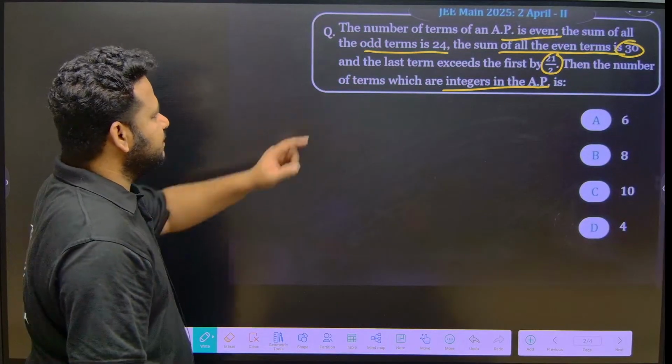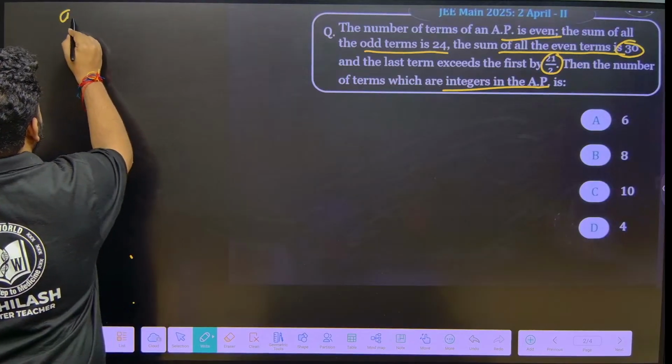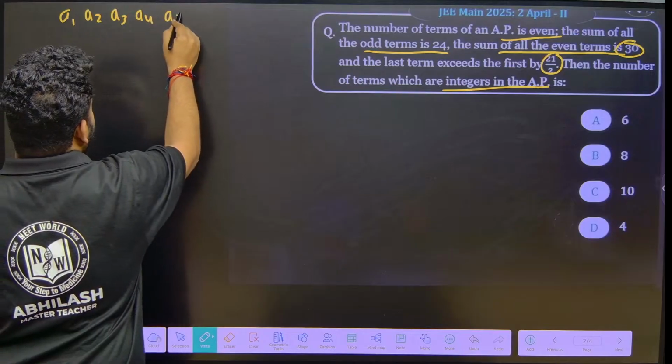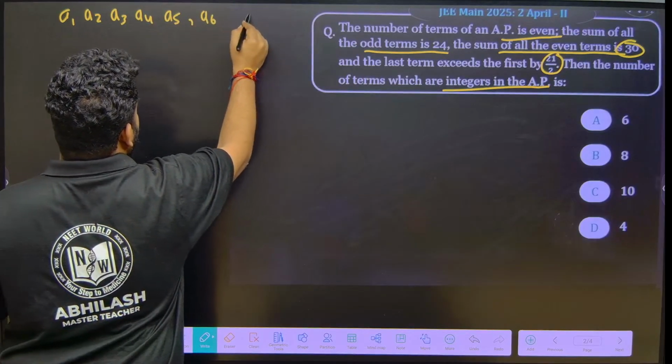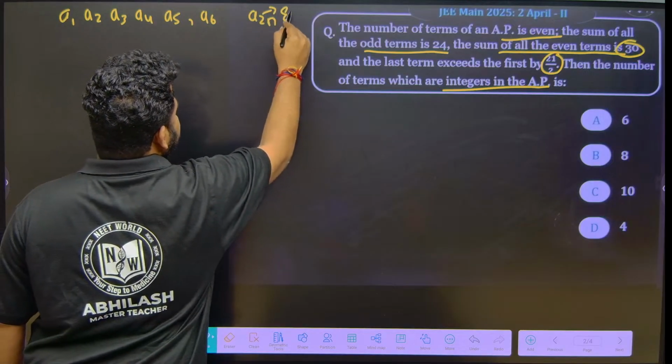First, they are telling what? The number of terms in the AP is even. So the AP will be what? Number of terms in the AP is even means I can write it as A1, A2, A3, A4, A5, A6 up to A2n. Why? Because it is even. They are telling it as even.